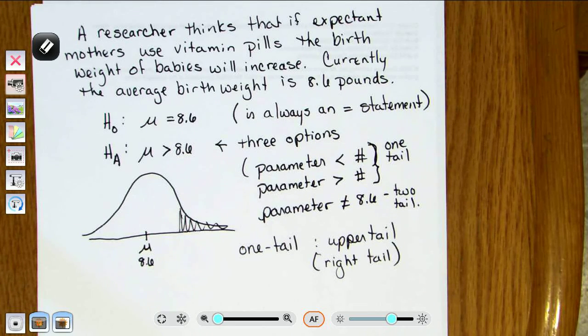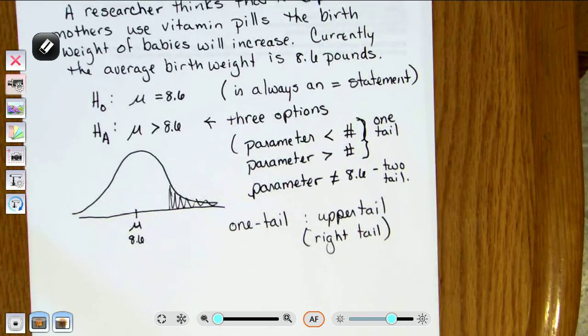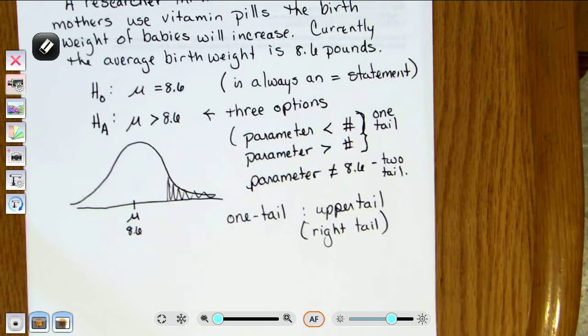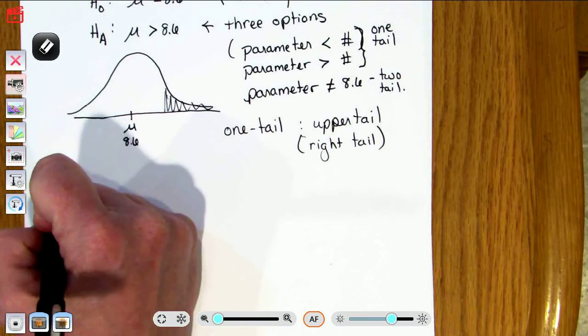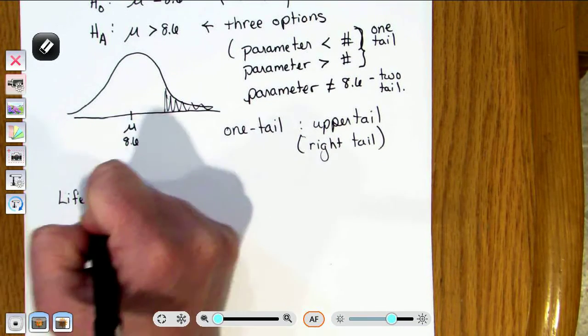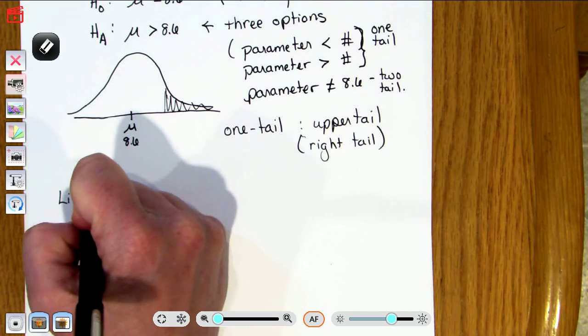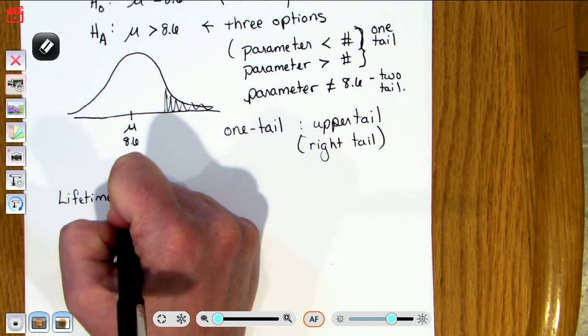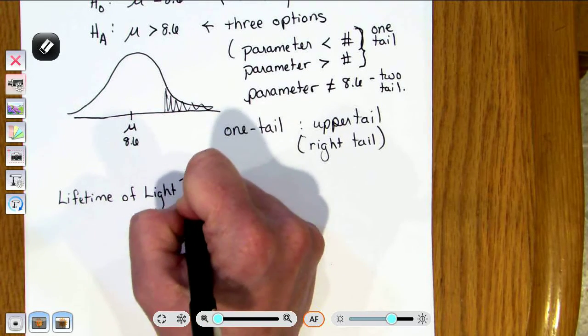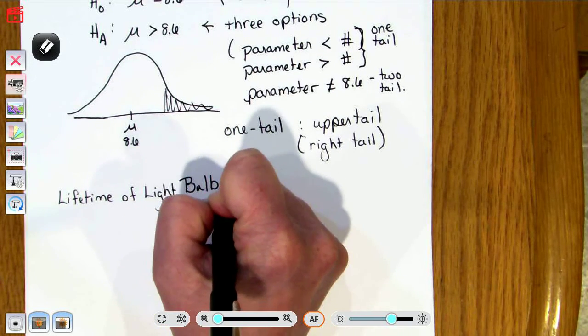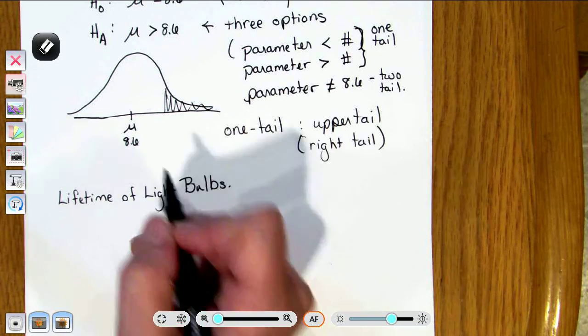Let's go with, maybe I'll do all three so you can see. So let's look at the lifetime of a light bulb. I think we've done light bulbs in the past. And I like light bulbs because usually you don't hurt anybody's feelings by talking about them. So, lifetime of light bulbs. Okay.